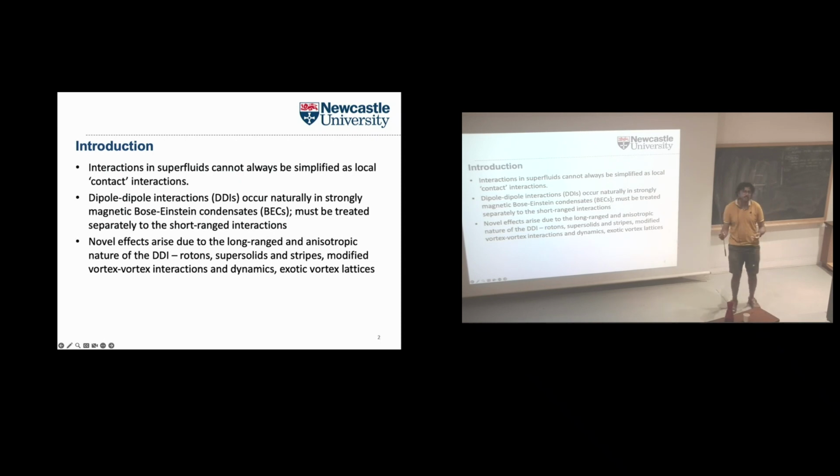And then the interplay between the short-ranged and the long-ranged anisotropic dipole interactions causes some interesting effects that don't occur in conventional atomic superfluids, such as a rotonic spectrum, the supersolid phase, where you have both long-ranged order and short-ranged crystalline order coexisting, and, as I'll talk about today, some modified vortex-vortex interactions and dynamics.